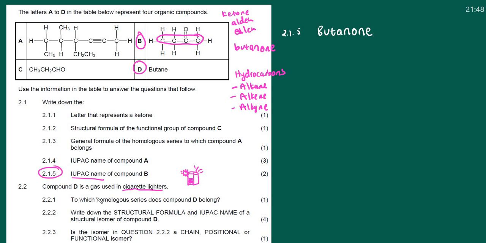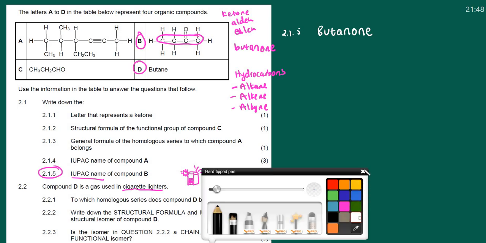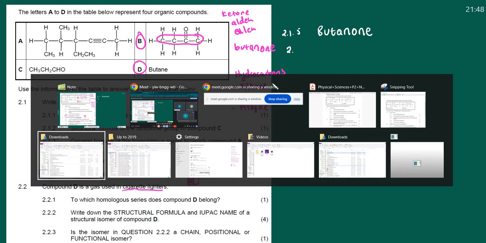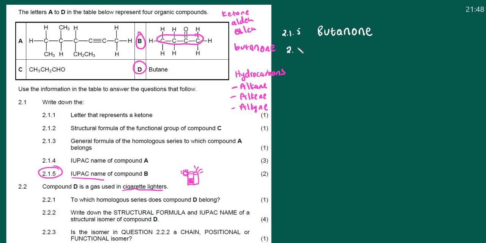So, to which homologous series does compound D belong? Butane. Which homologous series? Are we at 2.2.1? Yes, ma'am. It's alkane. Alkane, right? Perfect. That will be an alkane. Right, then there is number 2: write down the structural formula and the IUPAC name of a structural isomer of compound D.